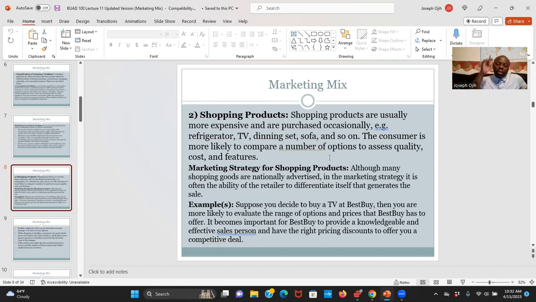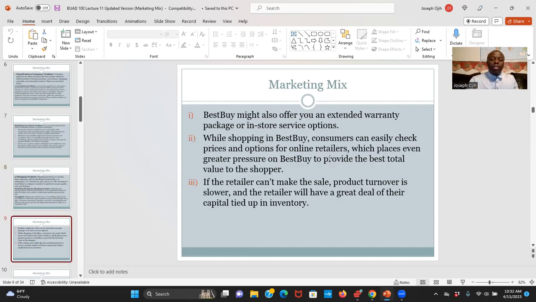So I give an example here. Suppose you decide to buy a TV at Best Buy, then you are more likely to evaluate the range of options and prices that Best Buy has to offer. So it's up to Best Buy now to give you everything you need and convince you to buy the TV from them. And in some cases, they might even offer you an extended warranty, as long as you buy that item.